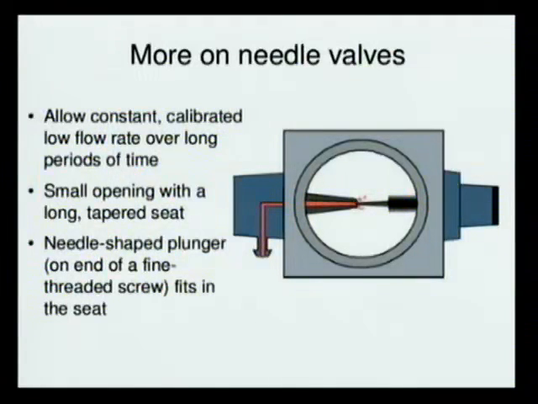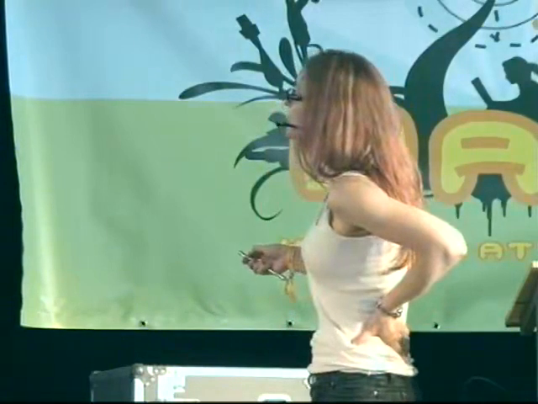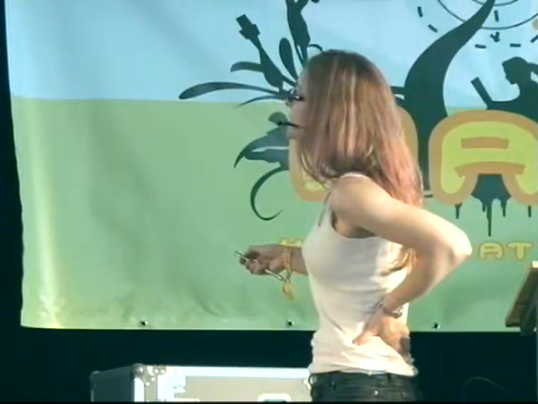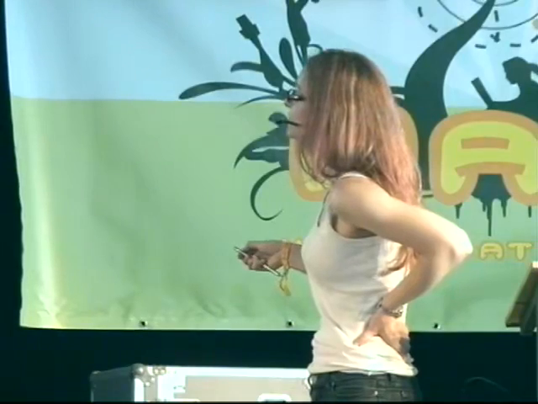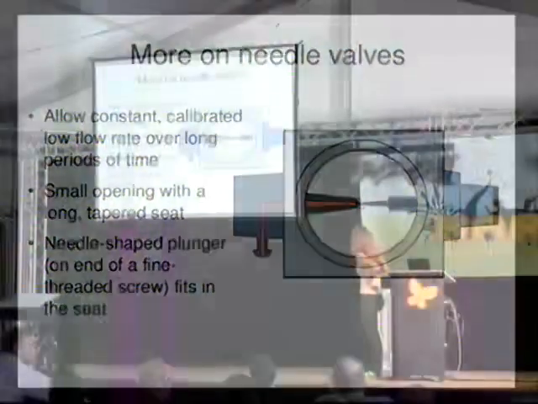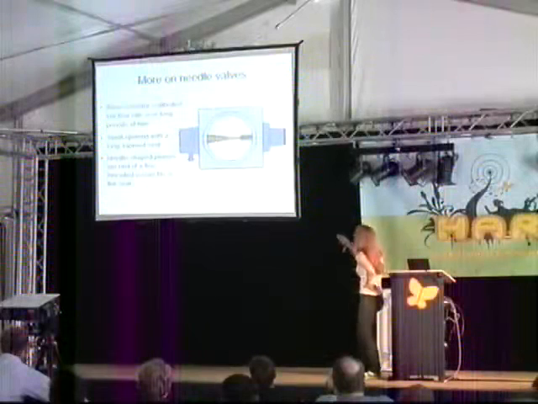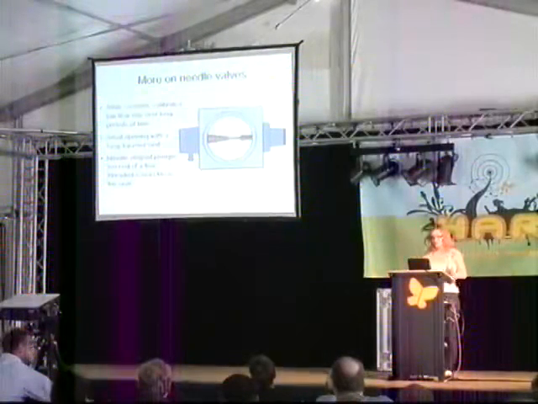So, constant, calibrated, low flow rate over very long periods of time, meaning a day or something. Now, they have a small opening with a long tapered seat. You have a needle-shaped plunger, which is on the end of a fine threaded screw that fits in that seat. So you turn your valve, the plunger goes out just a bit, and then you get a small stream coming out, in the direction of out of the screen. That's the inlet, this is the outlet there. You can't just use a regular valve.